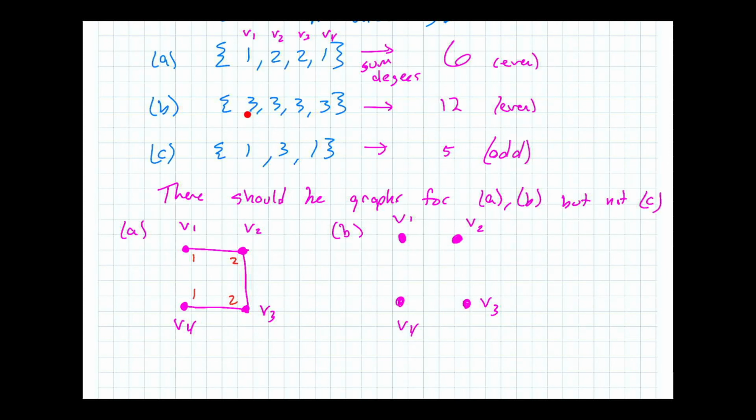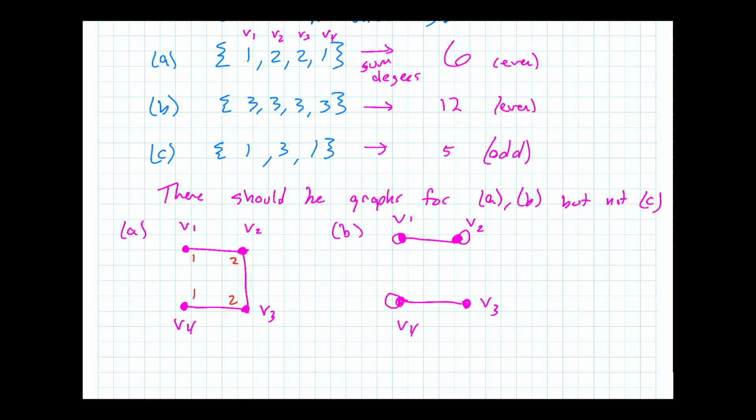So V1 is supposed to have degree 3. So V1 needs to have 3 edges that come out of it. So you could draw them like this. 1, 2, 3. That's one way to do it. You could also do a lot of other things, though. You could do 1, 2, 3, because a loop counts double. And then like that.